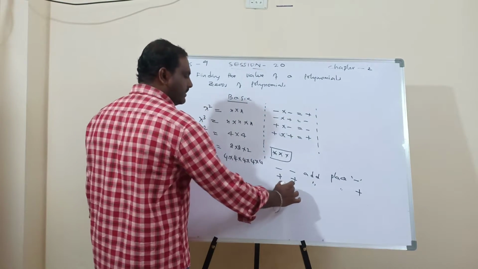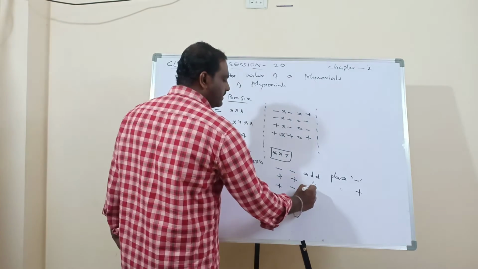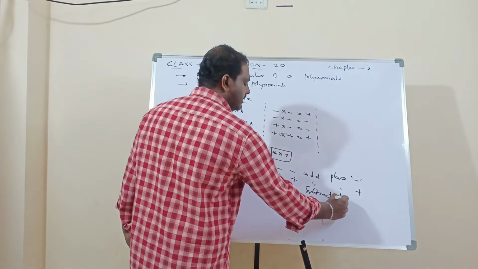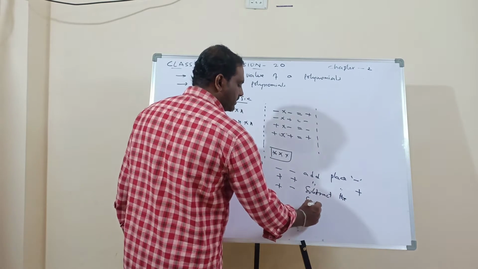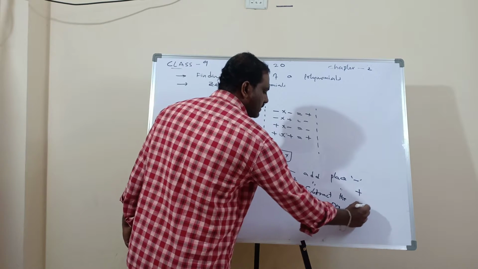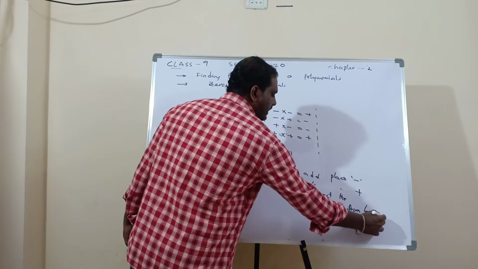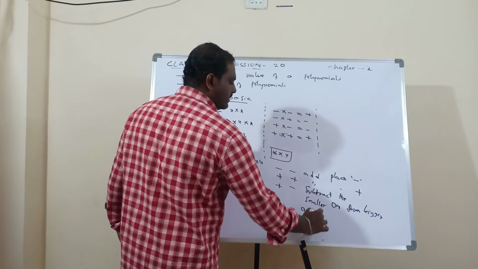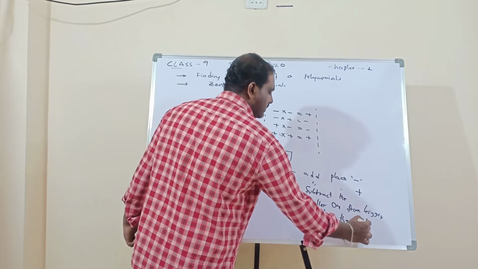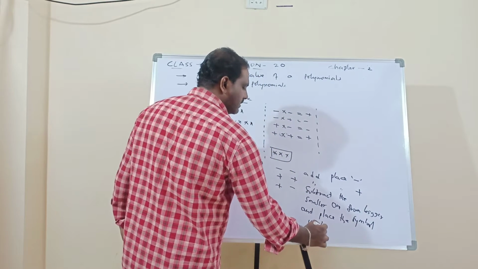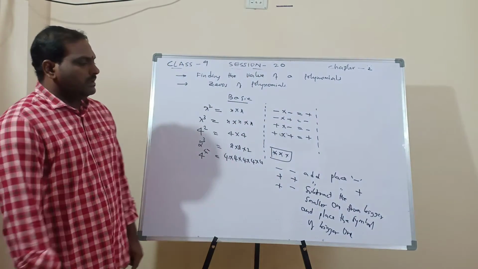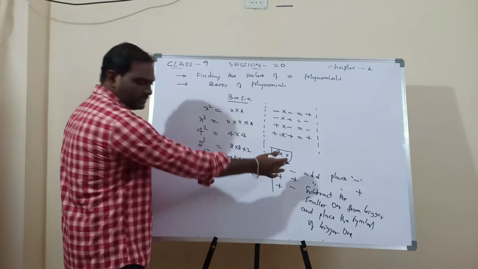And one plus, one minus are there, what you have to do is subtract the smaller number from bigger one, subtract the smaller from bigger, and place the symbol of bigger number. So, example, I'll show this one example.